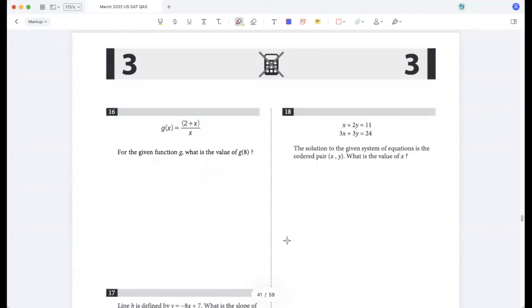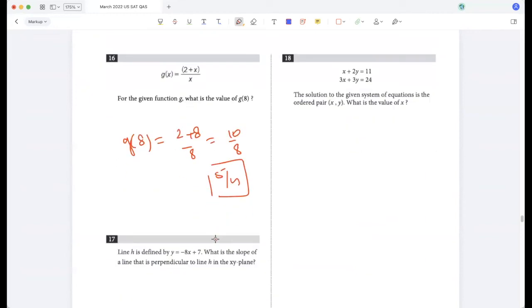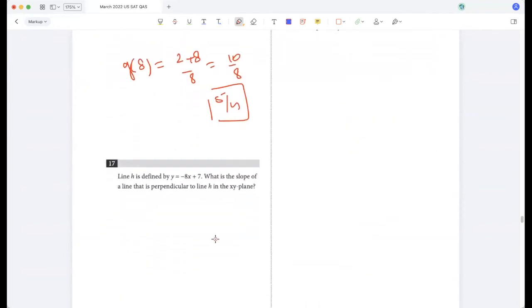For this given function, what is the value of g of 8? So g of 8 will be 2 plus 8 by 8, 10 by 8, which is 5 by 4. Line h is defined by this. What is the slope of a line that is perpendicular to this line? So the slope of this line is minus 8. So the perpendicular line slope will be the negative reciprocal of this, which is 1 by 8.